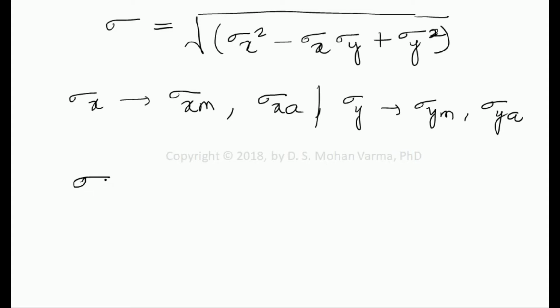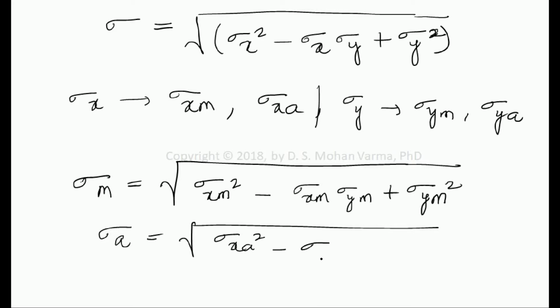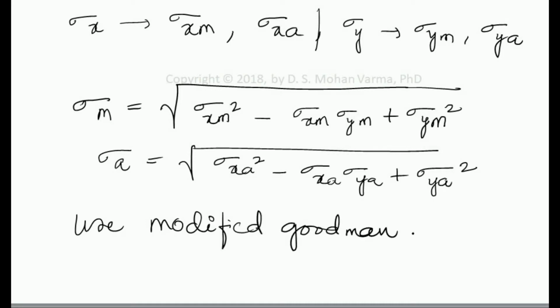Now you calculate sigma m as square root of sigma xm square minus sigma xm sigma ym plus sigma ym square. Same thing with sigma a: sigma xa square minus sigma xa sigma ya plus sigma ya square. Once you have these, you use your modified Goodman diagram to solve the problem. Okay.